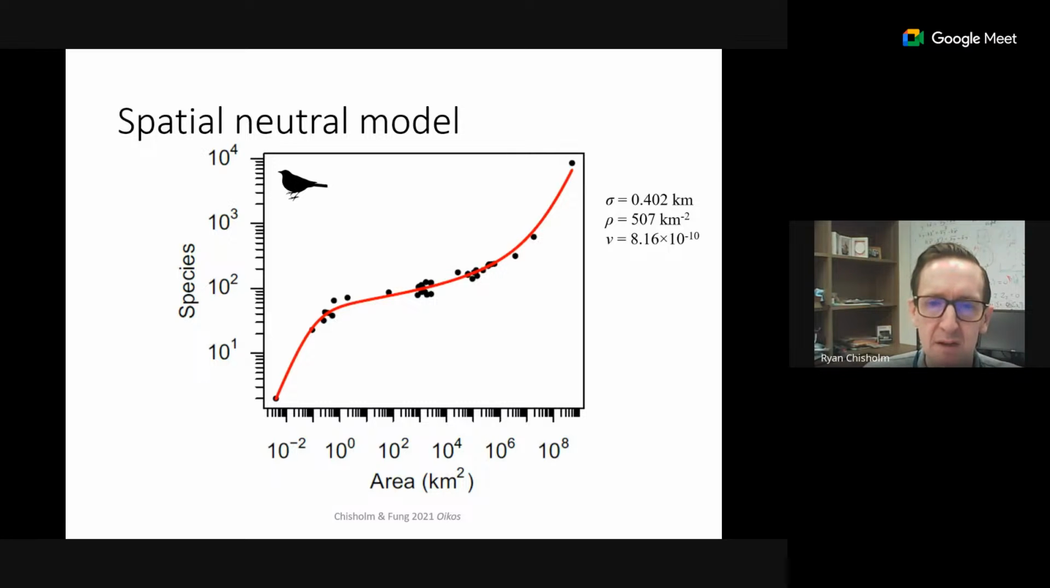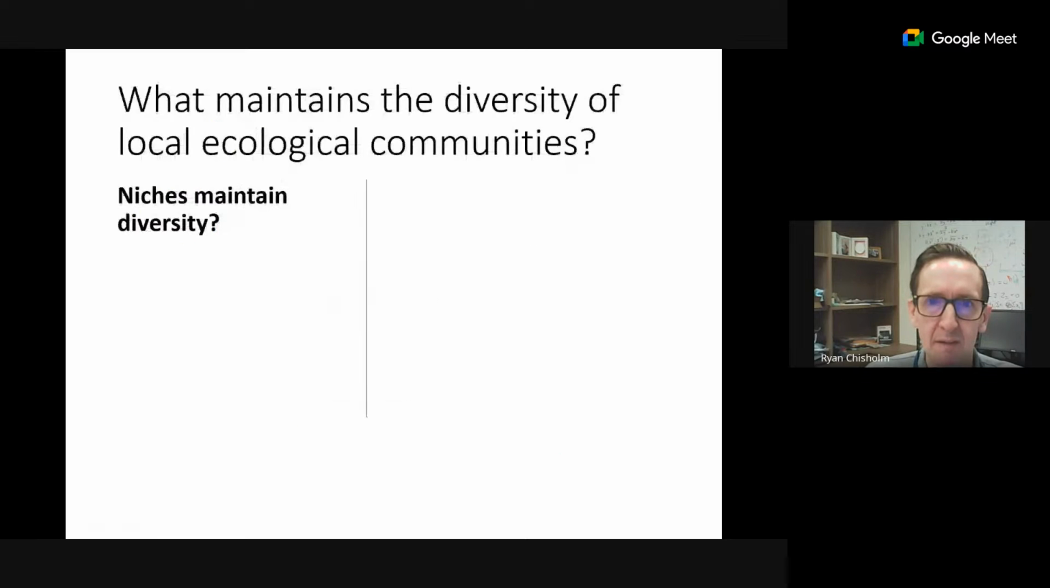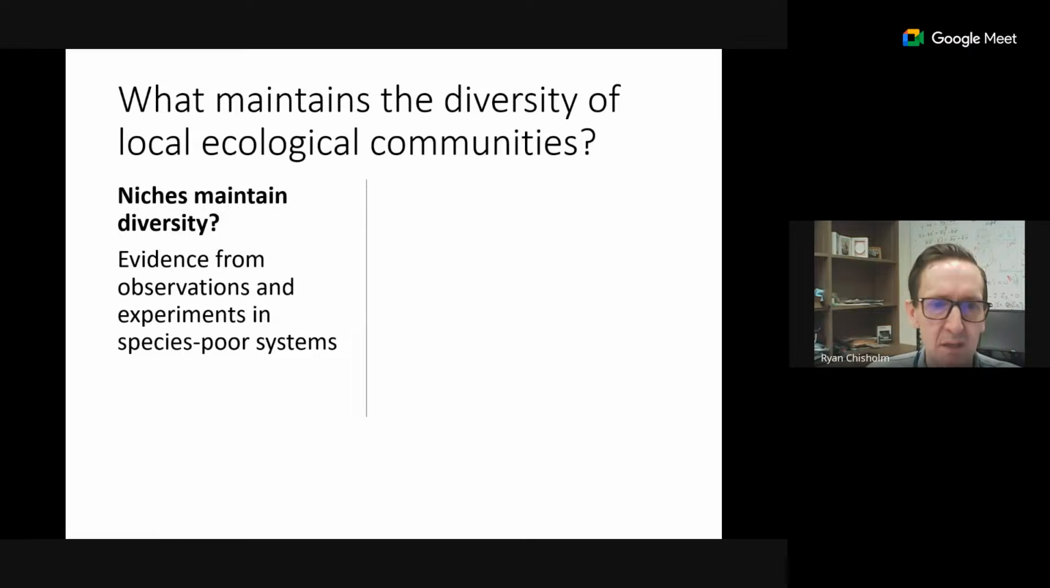So what's really nice about neutral theory is that it made testable predictions, and people went and tested them against data, and as I said, sometimes they're right, sometimes they're wrong. Okay, so back to this question: what maintains the diversity of local communities?